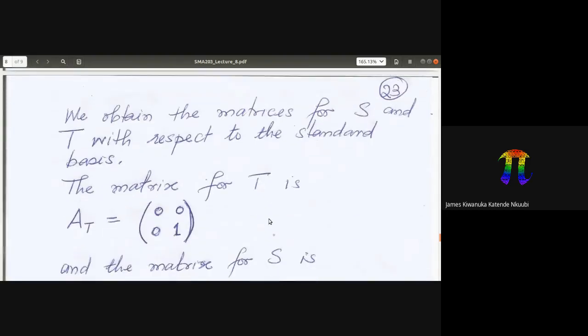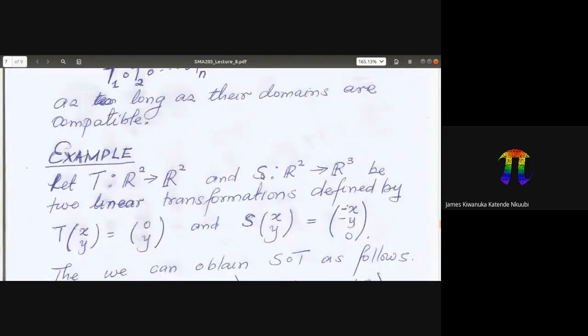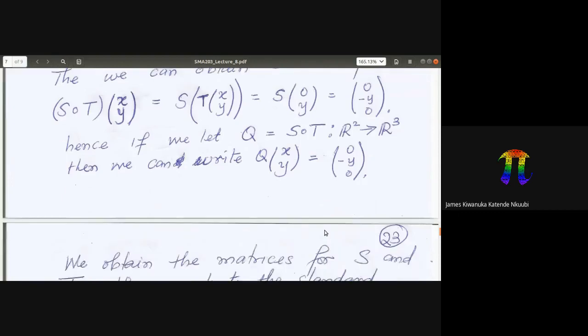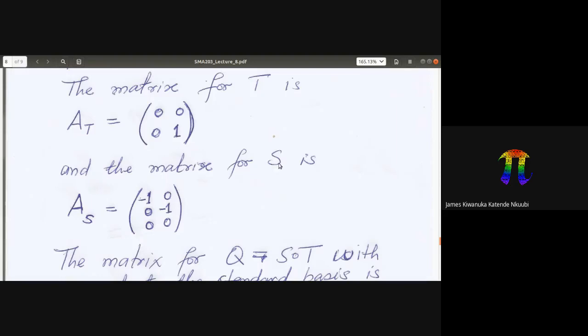So we continue. We obtain the matrices for S and T with respect to the standard basis. So we know how to find the matrices of a linear transformation, and we have two of them. We have two linear transformations, that is T and S. Since you know how to find the matrices, I will just go ahead and state the matrices in what follows. So the matrix of transformation for T with respect to the standard basis will be this. You can check that later. And the matrix for S will simply be this matrix.